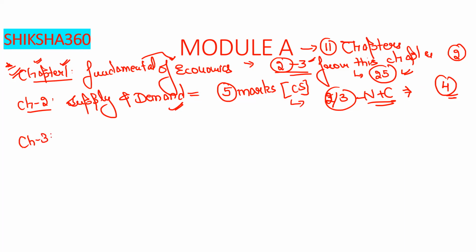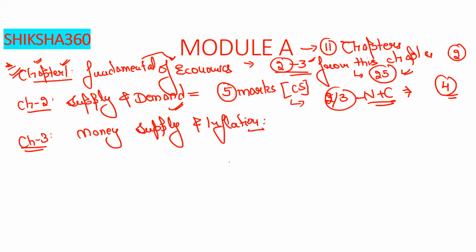Next chapter is chapter number 3, that is money supply and inflation. In money supply, we will understand M1, M2, M3. So 2 to 3 questions from that also. Either 2 to 3 questions or a case study.